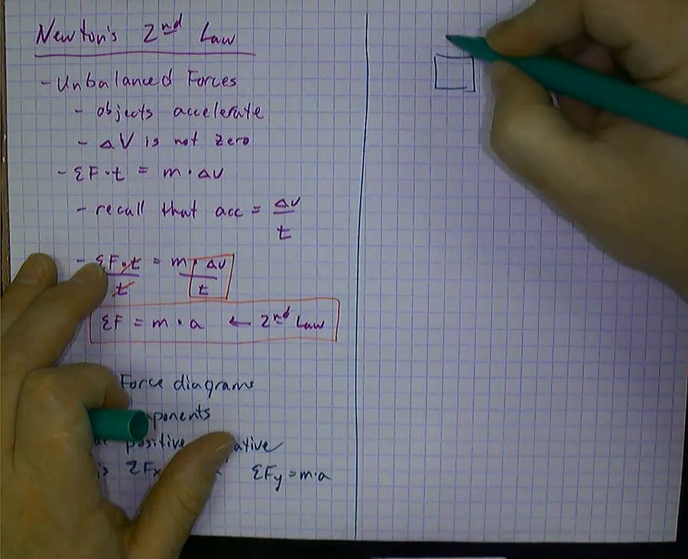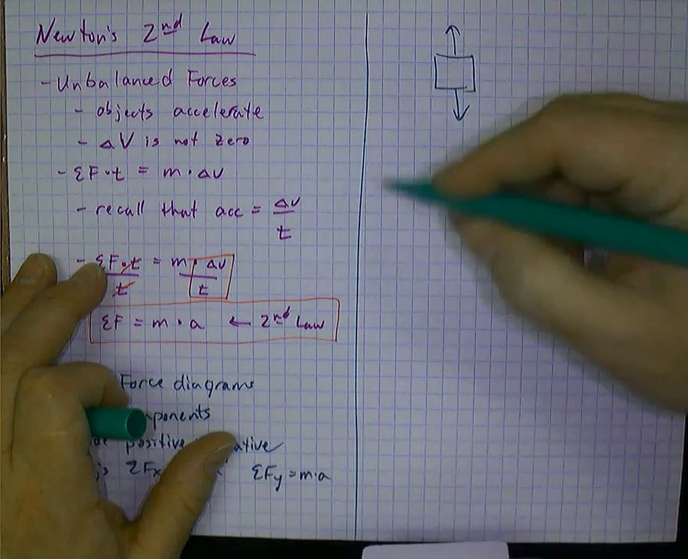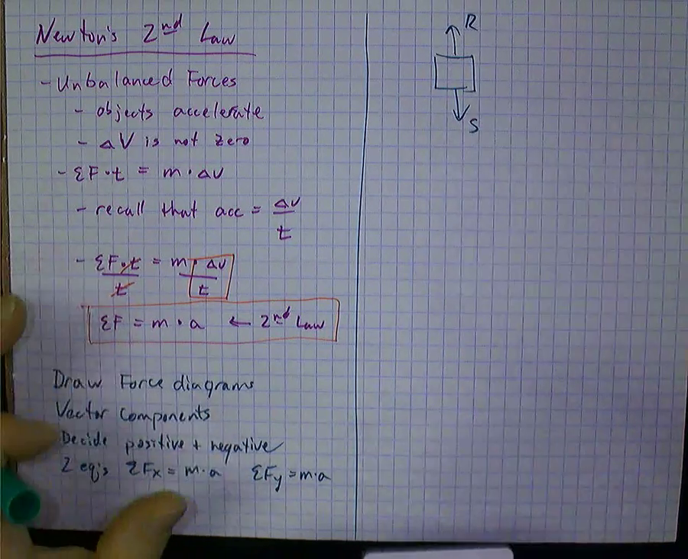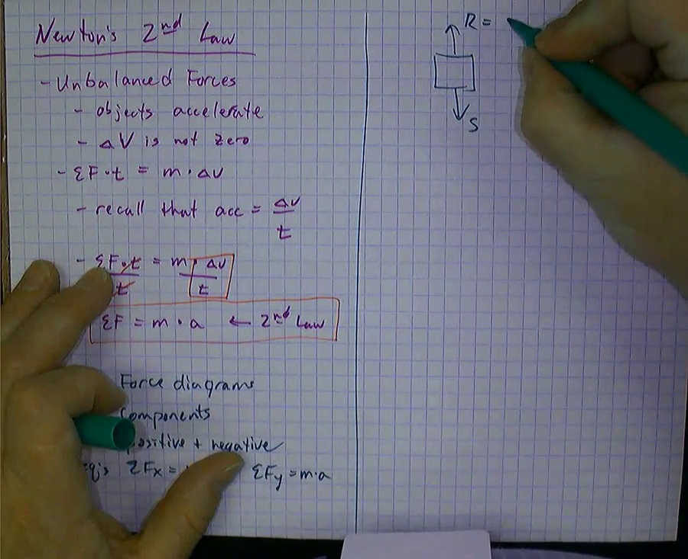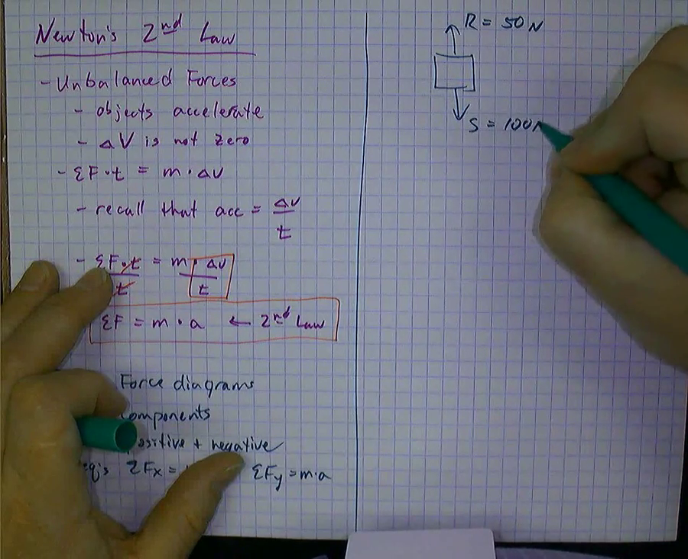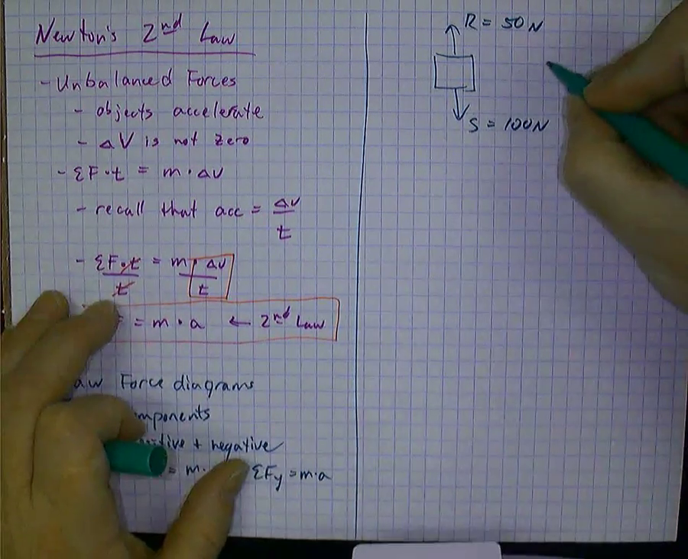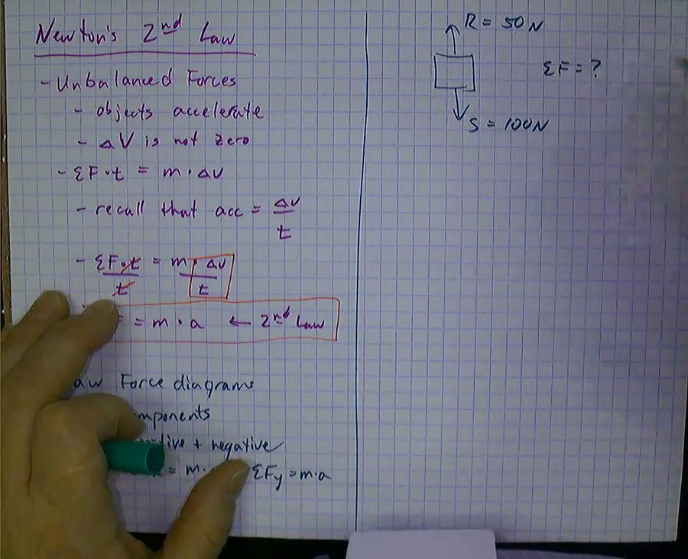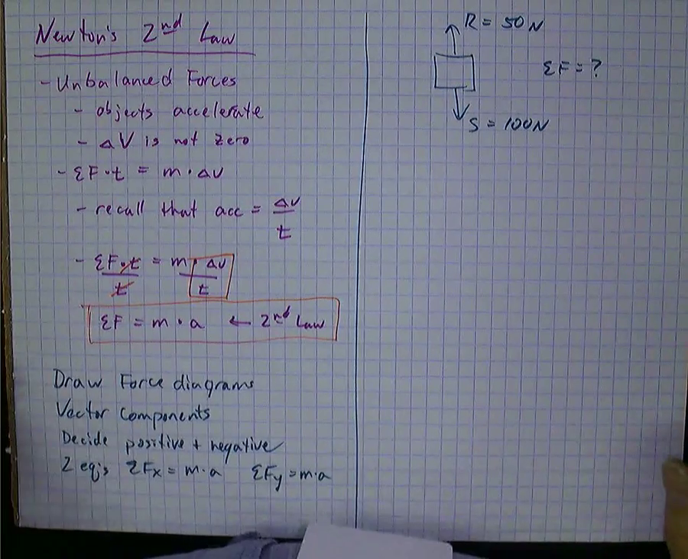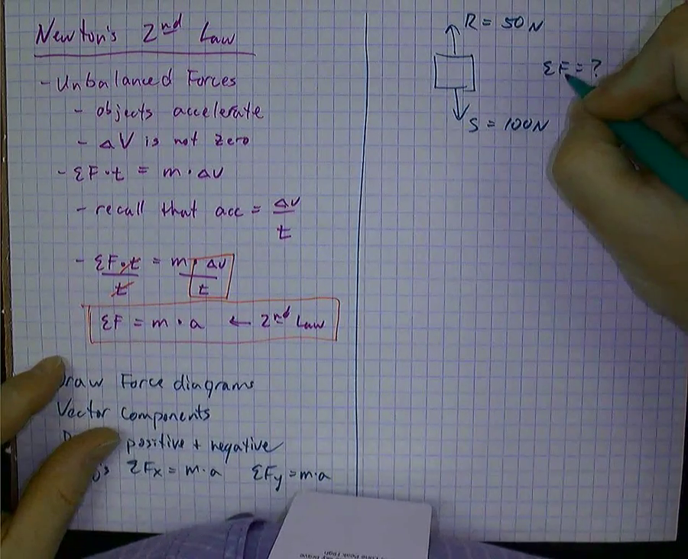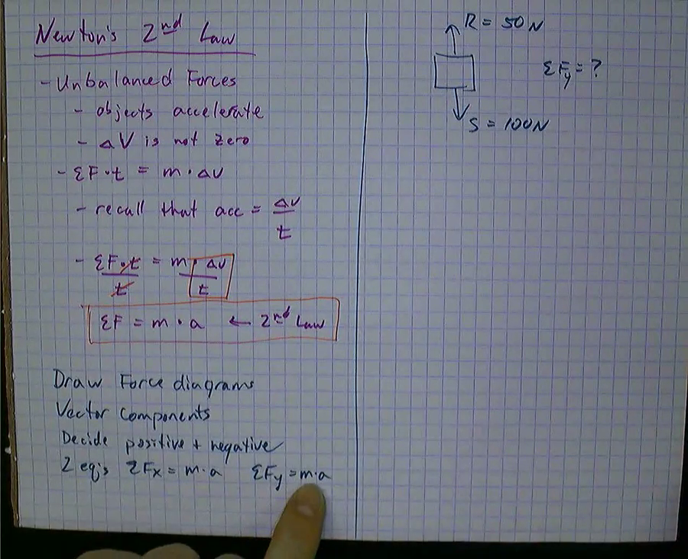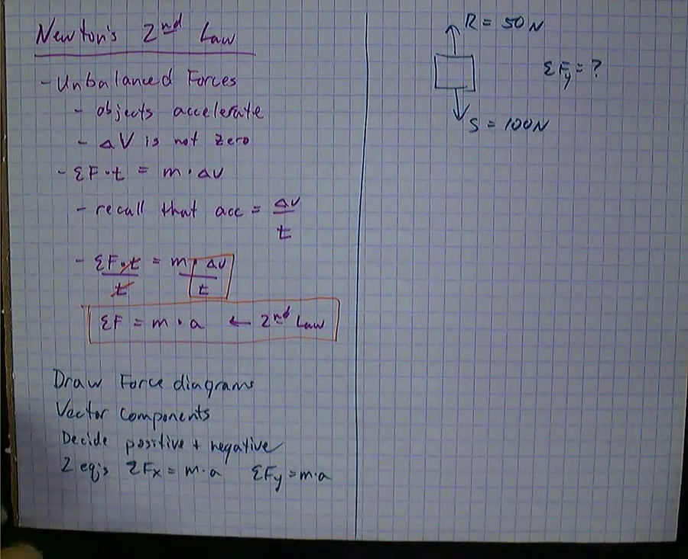In this example, we've got an object. Let's label this one R, and let's label this one S. And let's say that R equals 50 newtons, and S equals 100 newtons. What is the net force? I don't have any x direction to worry about. Everything here is vertical, so that's just the y direction. So the net force in the y direction has to have some value. I don't know mass or acceleration, so I can't multiply to get the answer.